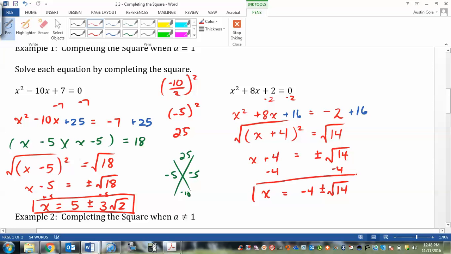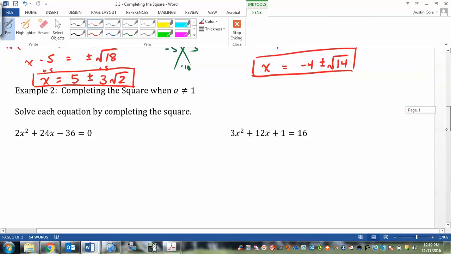This is where the graph crosses the x-axis. Those are our zeros. Those are our x-intercepts. Those are our roots. Those are our solutions. Any questions there? Okay.